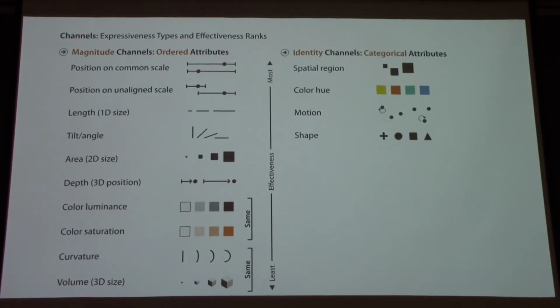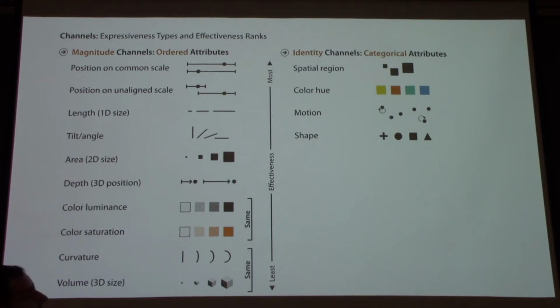So, most of you got it right, but surprisingly few mentioned position. Many people mentioned length, which is of course correct, so we didn't ask you for the most important one, but I was surprised how infrequently I saw position on a common scale. Position is really the strongest one, and it's important to know here. Then position on an unaligned scale, then length, tilt, area, depth, and so on, luminance, saturation, curvature, and so on.